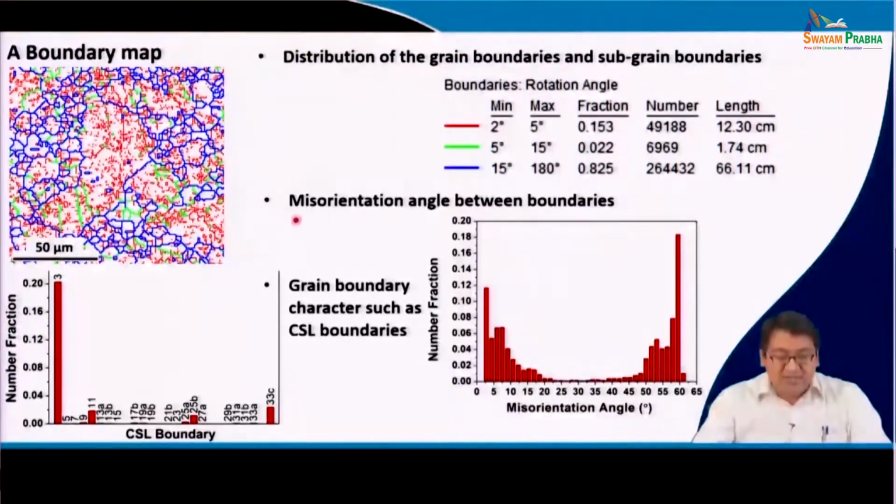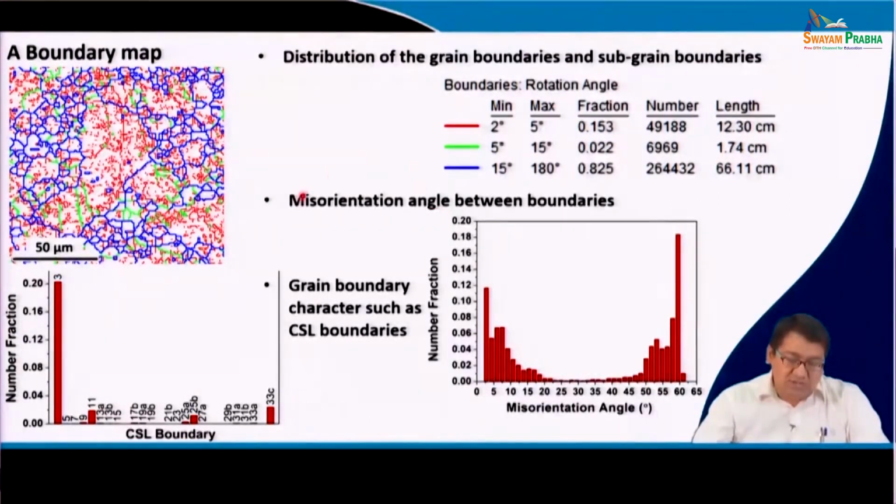We can find the misorientation angle between the boundaries, and then we can distribute them and show their number fraction. So, we can obtain very quantitative information of the microstructure, not only very detailed and very vivid, but we can use it and correlate it with the mechanical property, the deformation behavior, phase transformation, solidification technique, or annealing mechanisms, and we can get a more in-depth analysis from this information.